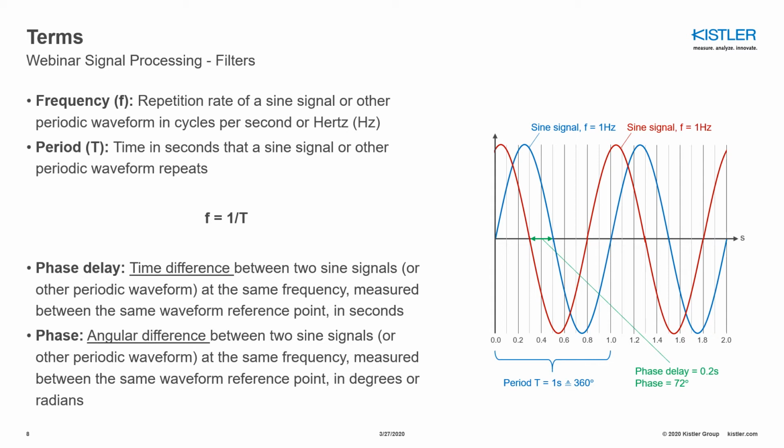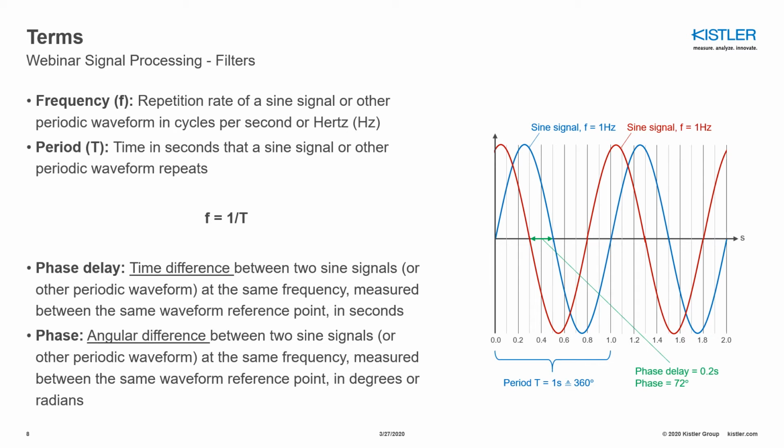The period T is the time in seconds that the sine signal or other periodic waveform takes to repeat. Again, if we have a look at the graph, the blue sine signal, we can clearly see that the period of the sine signal is 1 second, since within 1 second it runs through one cycle. So what is the relation between the frequency and the period? Frequency is equal to 1 divided by the period.